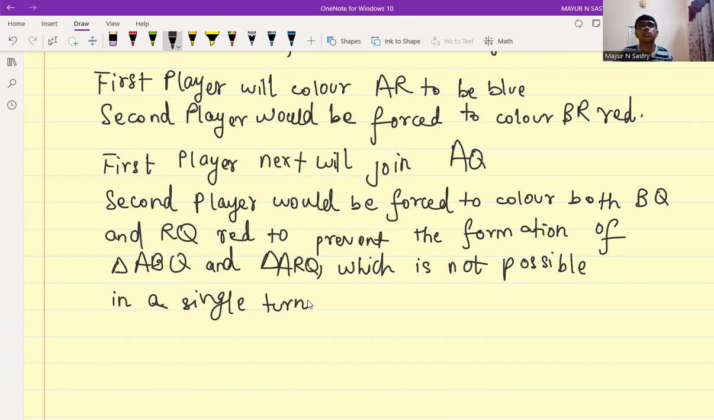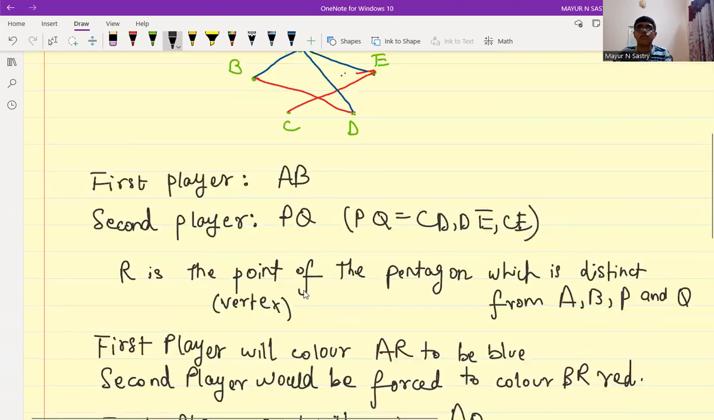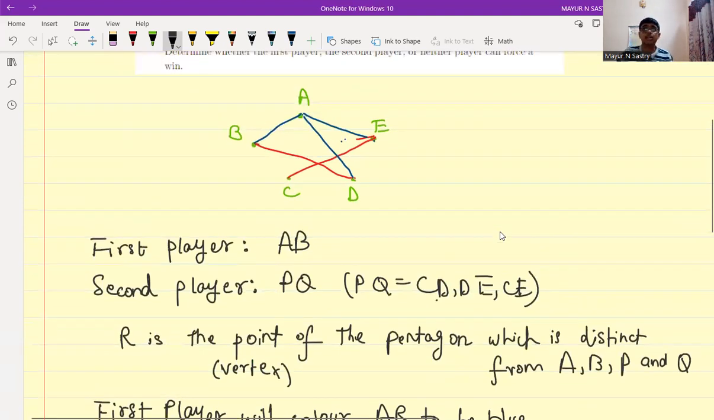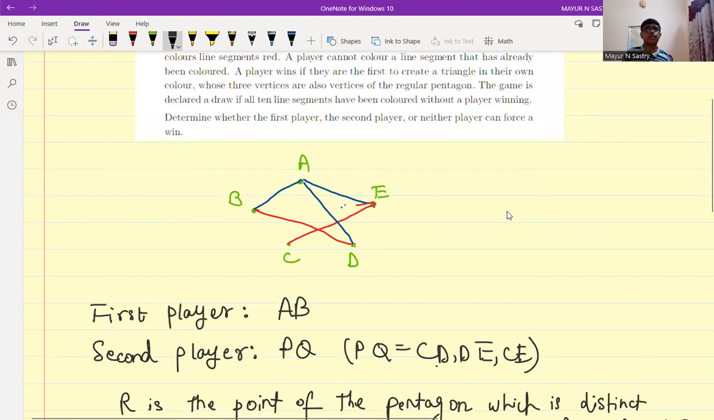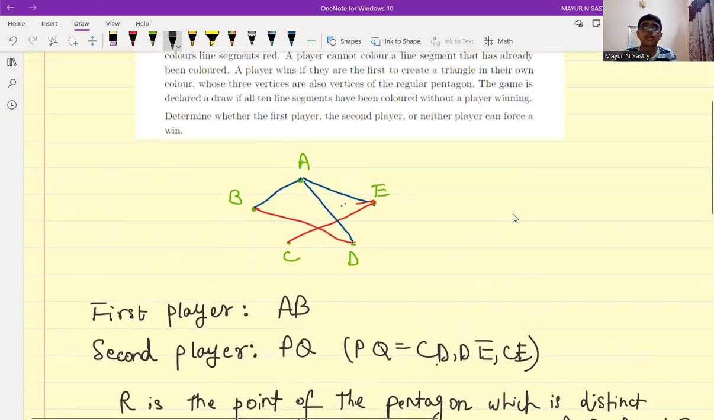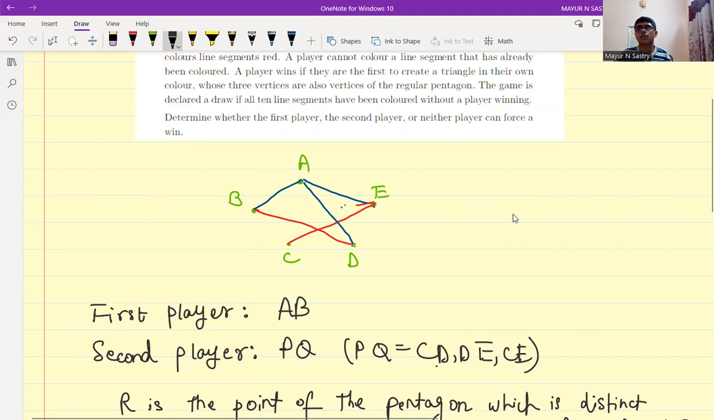So we have actually shown that for this particular case, where PQ is either CD, DE, or CE, and the second player's line segment choice does not have a common vertex with AB, then the first player can definitely win. The first player has a certain kind of motivation now that he can also devise an algorithm for the other remaining cases where the second player's choice has something common with the choice AB of the first player.